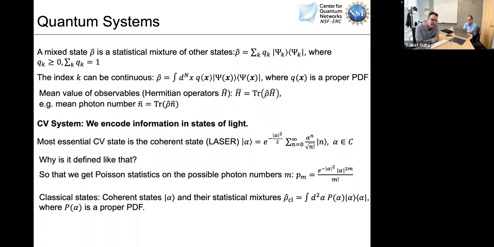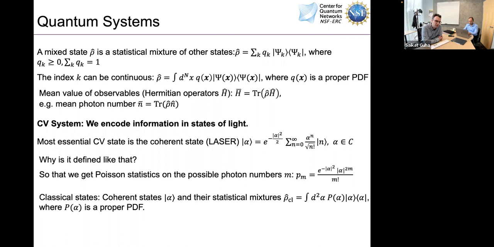Okay. Now, this index k can be continuous. It doesn't have to be discrete. For example, in that case, you don't sum over k, you integrate over the continuous version of k, which is x. Okay. Now, q(x) is a proper probability distribution function. And by proper, I mean it is non-negative. And if you integrate q(x) over all x, that equals 1. That means it's normalized.